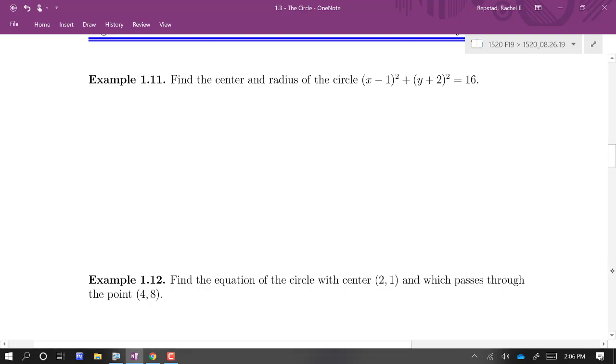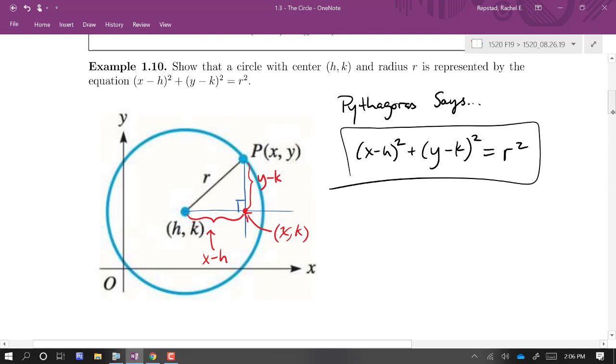So one of the things I want us to observe here, when we derived this form: in the parentheses, it's x minus h, right? We're subtracting the x coordinate of the center. And then y minus k, we're subtracting the y coordinate of the center.